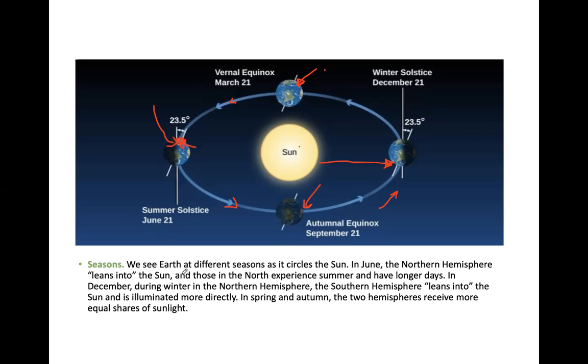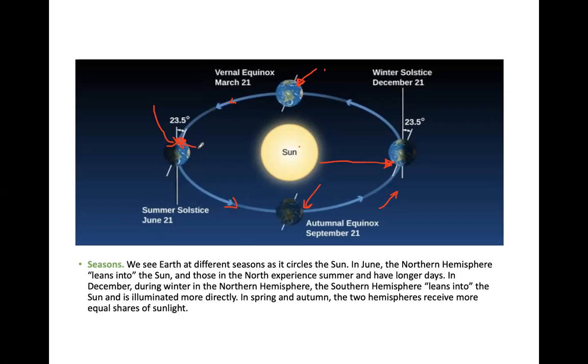Under seasons, we see Earth at different seasons as it circles the sun. In June, the northern hemisphere leans into the sun, and those in the north experience summer and have longer days. In December, during winter in the northern hemisphere, the southern hemisphere leans into the sun and is illuminated more directly. In spring and autumn, the two hemispheres receive more equal shares of sunlight.